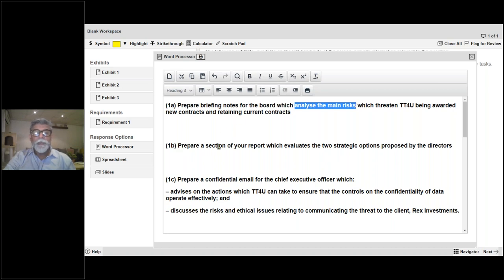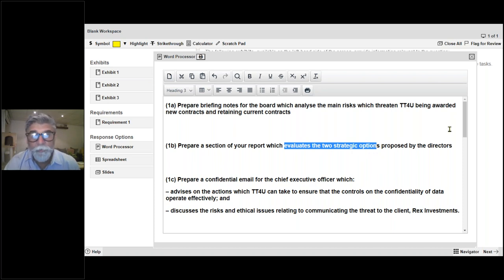B, prepare a section of your report which evaluates the two strategic options. So keep in mind that there must be some information about two strategic options. Wherever we find any information, we will bring it here. So main risks, evaluate two options.